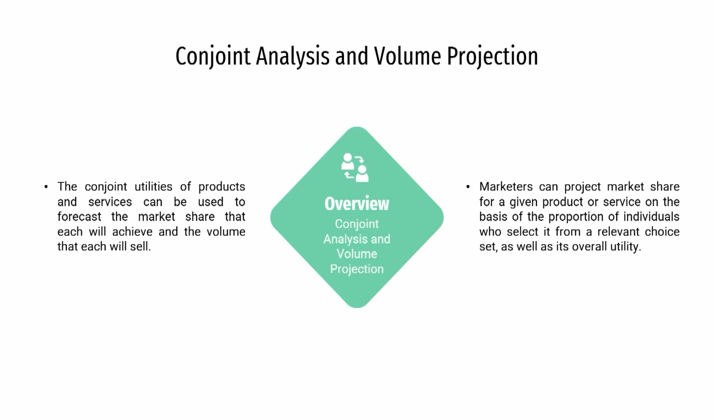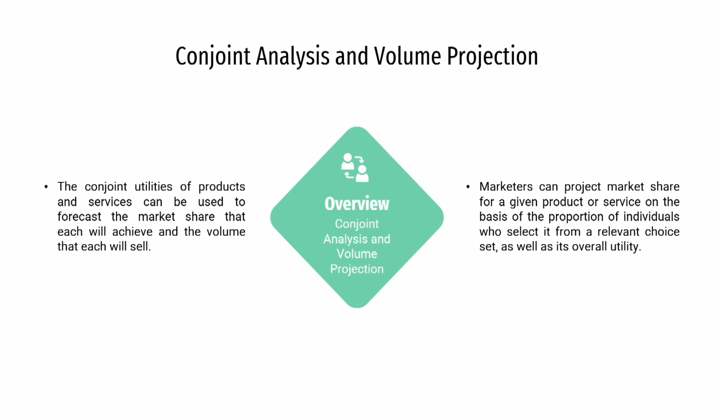Now, ultimately the conjoint analysis and the volume projection. The conjoint utilities of the products and the services can be used to forecast the market share that each will achieve and the volume that each will sell. Why can we do so? Because we already have a deeper understanding about customers' wants, customer preferences regarding different attributes and different attribute levels.